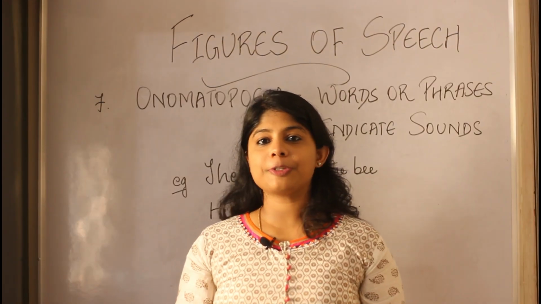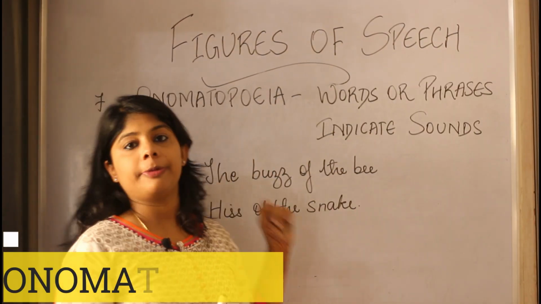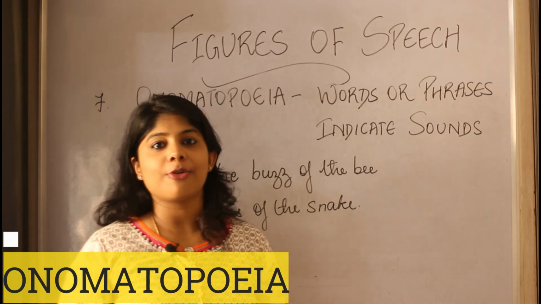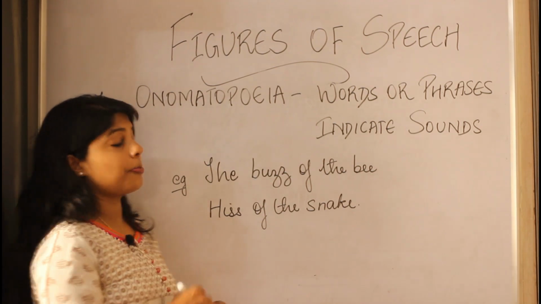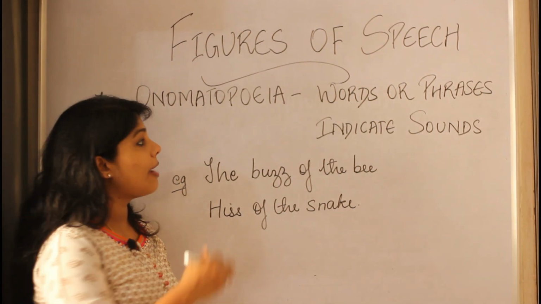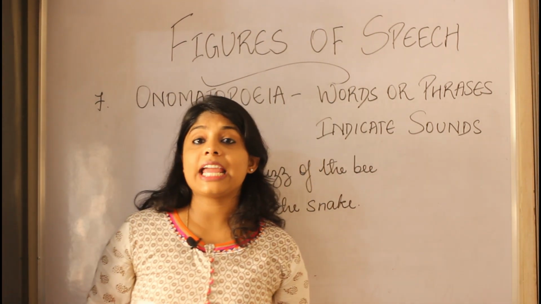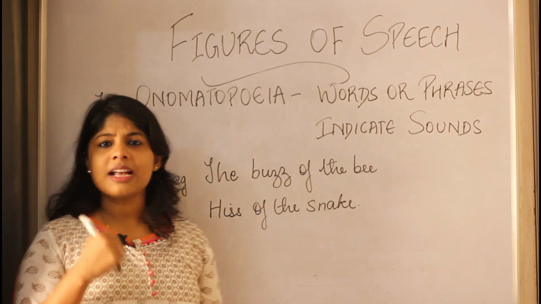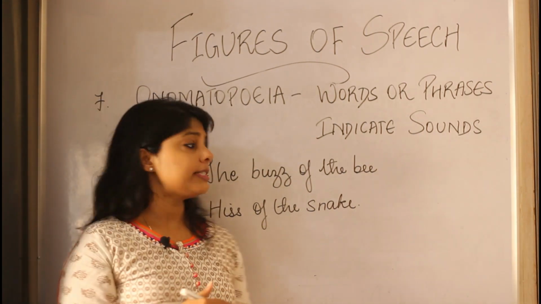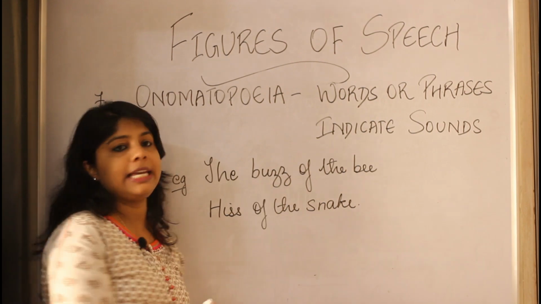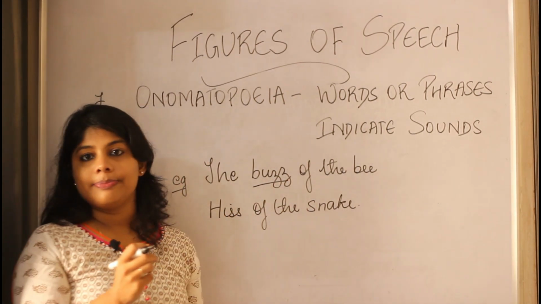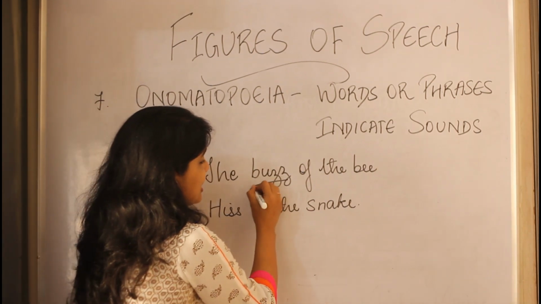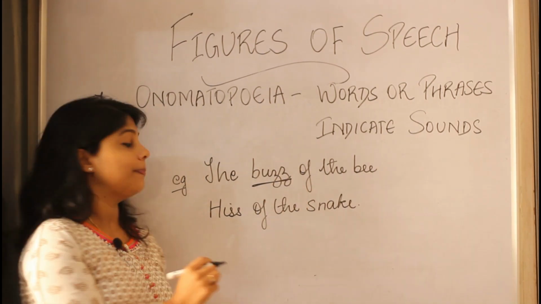The next figure of speech is onomatopoeia. I know it may sound difficult, but it is the easiest of the lot. Onomatopoeia is a figure of speech where words or phrases indicate sounds. Let us understand this with the help of examples. The buzz of the bee. Buzz is the sound that the bee makes, and here the word itself represents that sound.